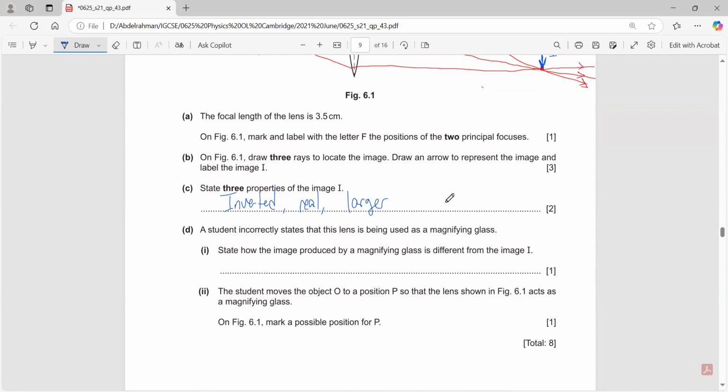State how the image produced by a magnifying glass is different from the image in the previous part. Any image being produced by a magnifying glass has to be what? It can never be real. It has to be upright, it has to be enlarged, it has to be virtual. So it has to be virtual and upright. Any magnifying glass.